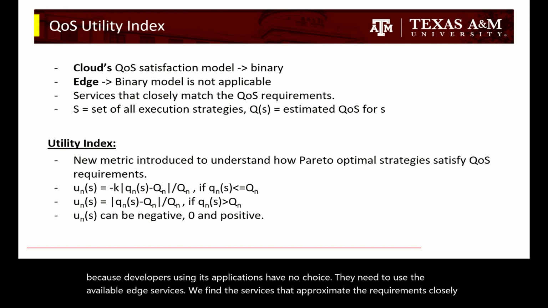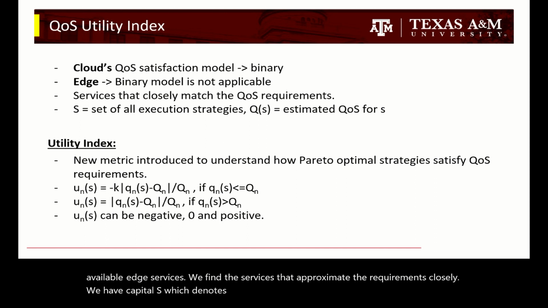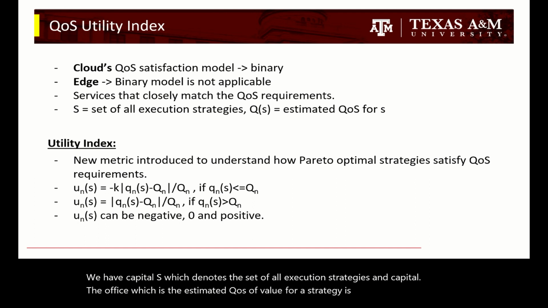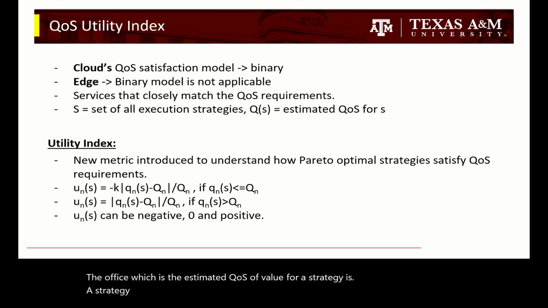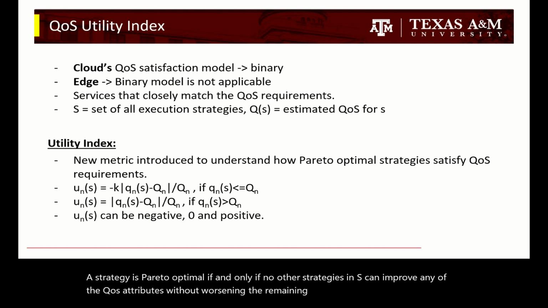We have capital S, which denotes the set of all execution strategies, and capital Q of S, which is the estimated QoS value for a strategy S. A strategy S is Pareto optimal if and only if no other strategies in S can improve any of the QoS attributes without worsening the remaining QoS attributes.